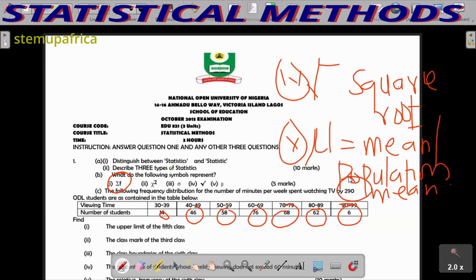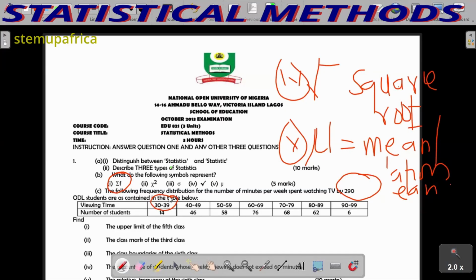Let's try it out. 46 plus 14 plus 58 plus 76 plus 68 plus 6, you are going to have this 290 here, which is our total frequency, or the total number of people involved.